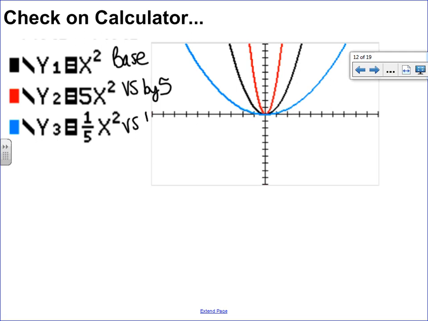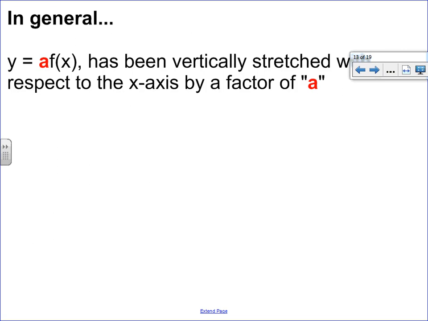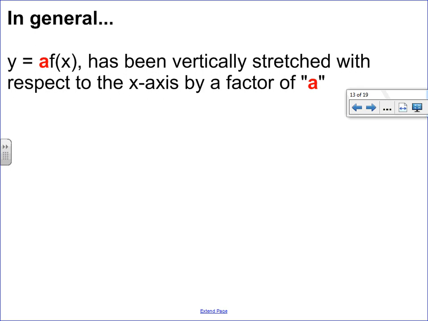Now this one was a vertical stretch by a factor of 1/5. So all of these points on the parabola were made 1/5 the distance from the x-axis. So for example, this point here was made 1/5 the distance to be here. So it's much closer. So every one of these points, like this point here, made 1/5 the distance is here. So this is going to produce a much wider graph because it's kind of like taking the parabola and making it 1/5 its size. So it looks like it worked out nicely. So to summarize, if I have a times f of x, a is the vertical stretch. So it has been vertically stretched with respect to the x-axis by a factor of a.